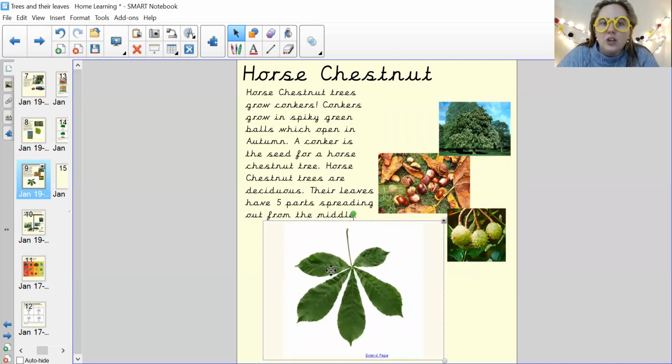Okay, horse chestnut trees are the ones that grow conkers. And do you remember we brought some conkers in, didn't we? Right back in the autumn, we did some PE based around some conkers, didn't we? The conker is the seed, so when the conker gets into the soil, it can grow into a new horse chestnut tree, and they are deciduous. See, big leaves that fall off in the autumn.